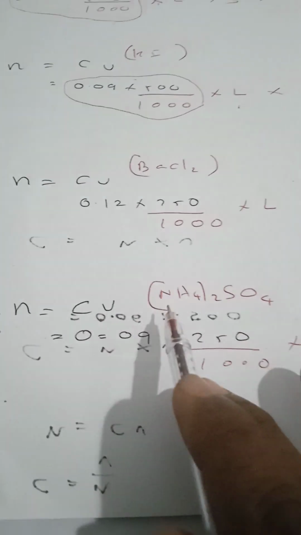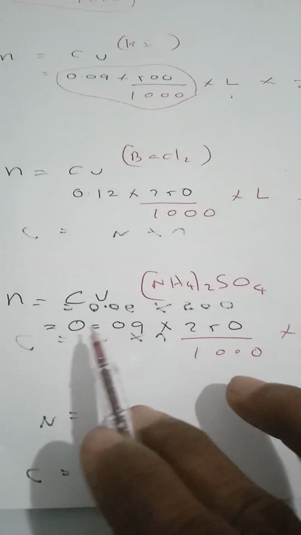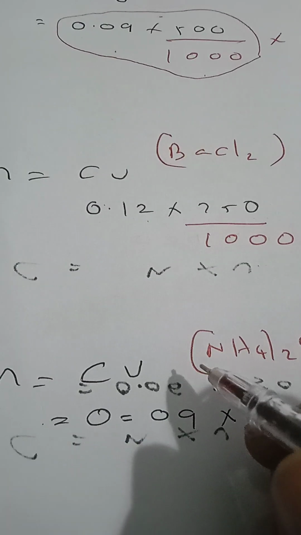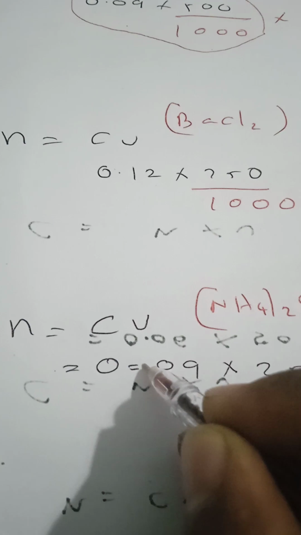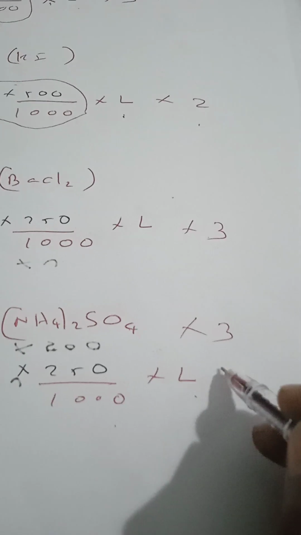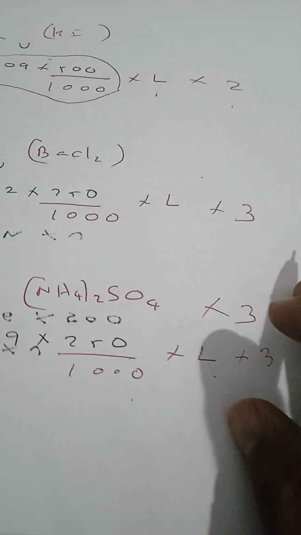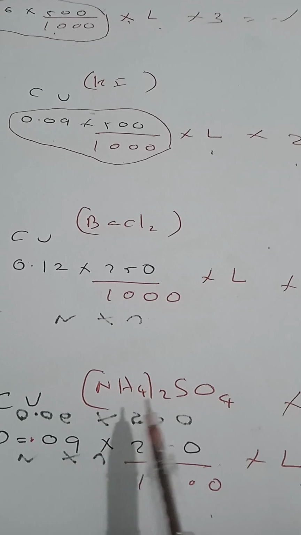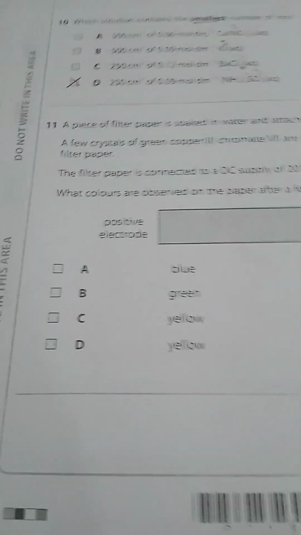n = CV for this ammonium sulfate. Ammonium sulfate concentration is 0.09. So it is 0.09 multiplied by 250 divided by 1000, and Avogadro should be multiplied by 3, because in this ammonium sulfate there are 2 ammonium ions and 1 sulfate ion. So finally, if you solve this problem, you will see that the answer is D, which gets the lowest number. The calculator very simply gives the answer to you.